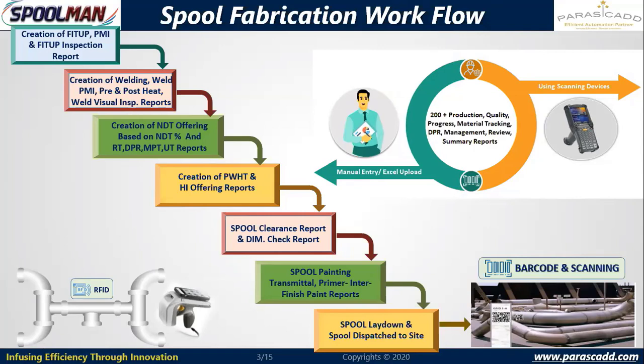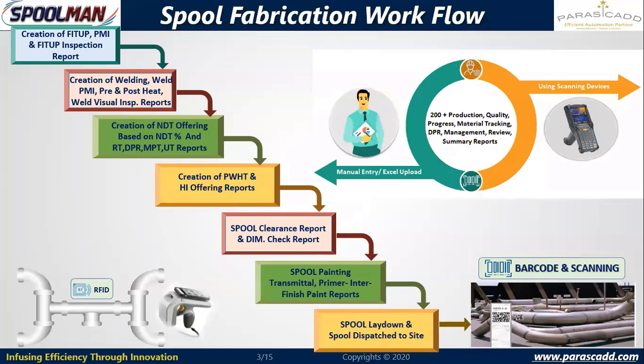So we do fit up first, and based on fit up, there will be fit up inspection by the quality inspector. Once the fit up is inspected, only then the joints will be available for welding. That is the second stage, where we have creation of welding, preheat, post-heat, weld visual reports, and welding PMI. Once the joint is welded, I can do the PMI inspection for the welded joints, particularly in case of alloy steel, stainless steel, duplex stainless steel, or special materials. So I may go for welding PMI.